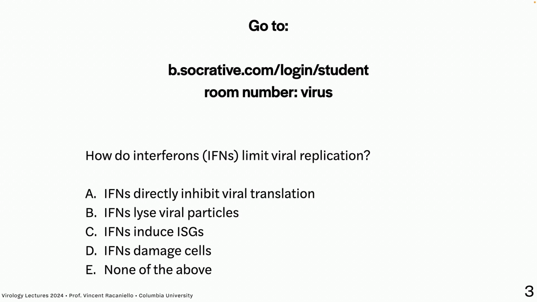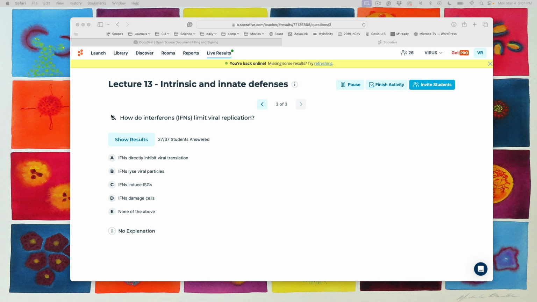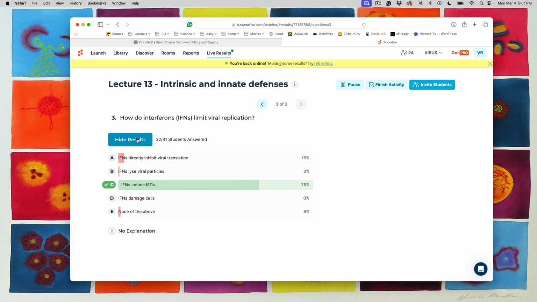Okay, the last question is, how do interferons limit viral replication? Do interferons directly inhibit viral translation? Interferons lyse virus particles. Interferons induce ISGs. Interferons damage cells. None of the above. How do interferons limit virus replication? All right, let's have a look here. A little mixed bag here, folks.